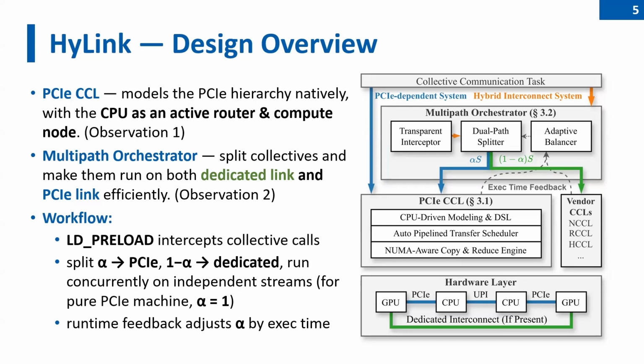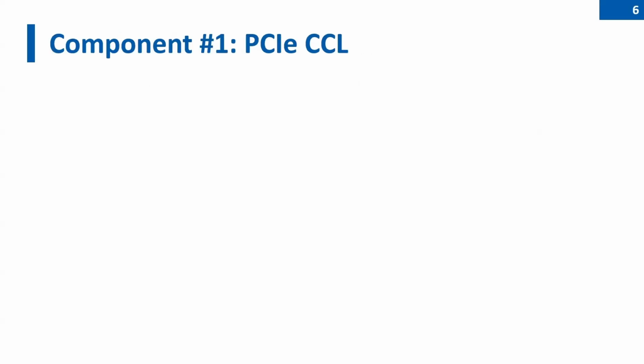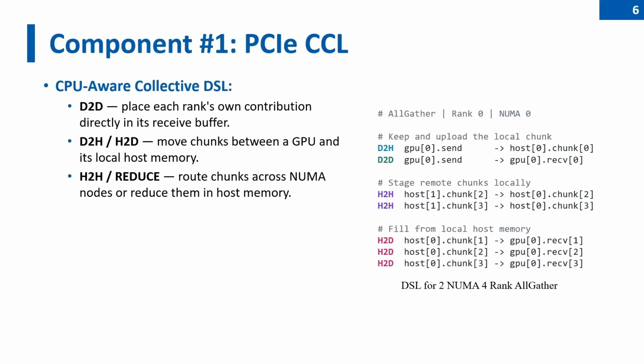The first is PCIe CCL. To include the CPU in the collective communication model, we propose a CPU-aware collective domain-specific language. It illustrates how data flows in a PCIe topology at chunk granularity.